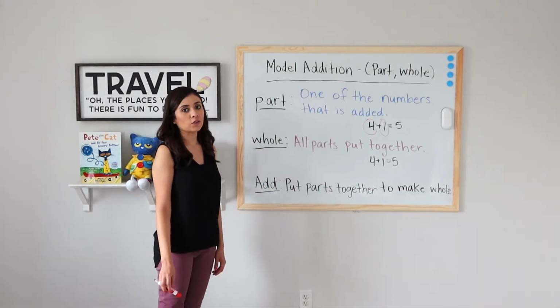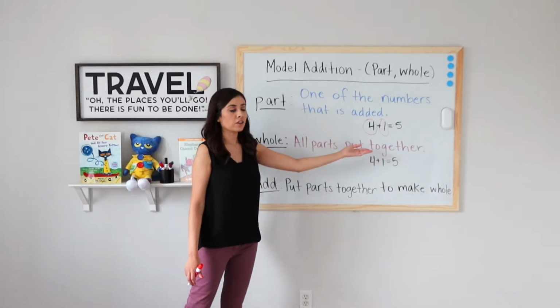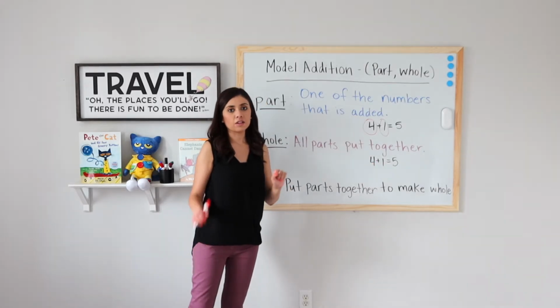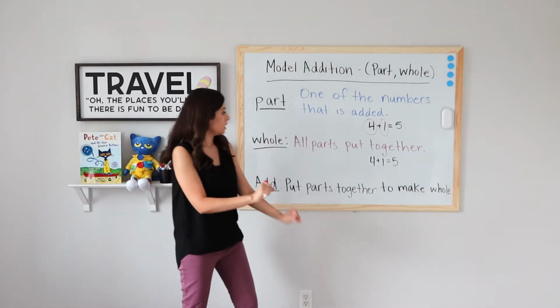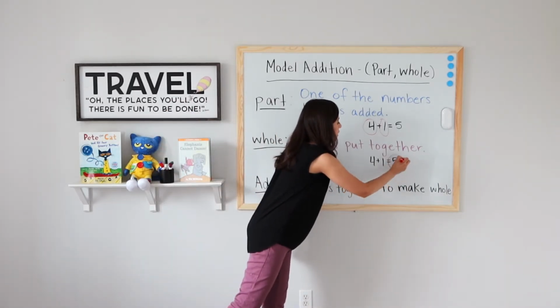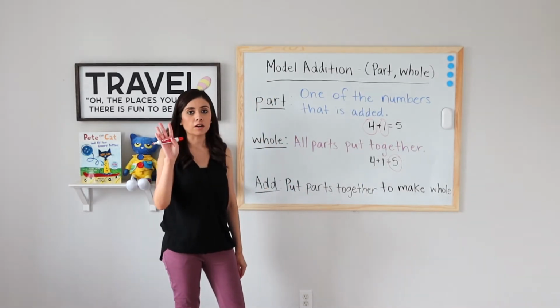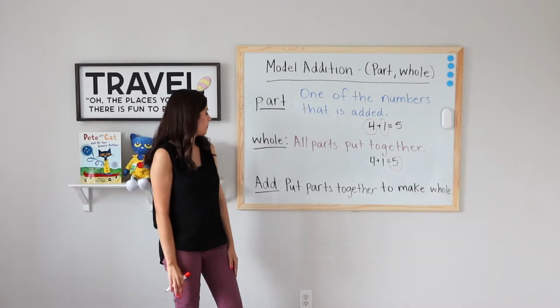Let's look at our next vocabulary word, whole. All parts put together. So when I put 4 and 1 together, I make the whole of 5. Good. So I'm going to circle 5. In this example, 5 is my whole because I put part 4 and part 1 together to make 5.